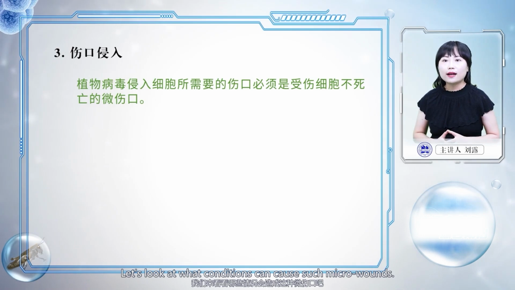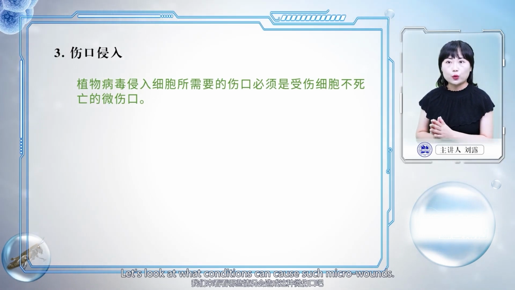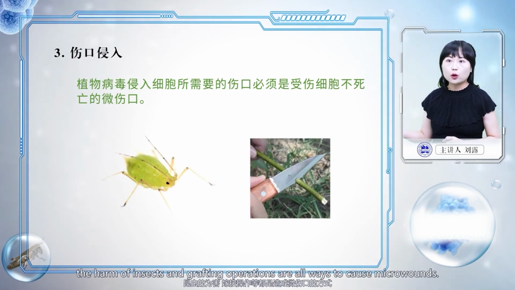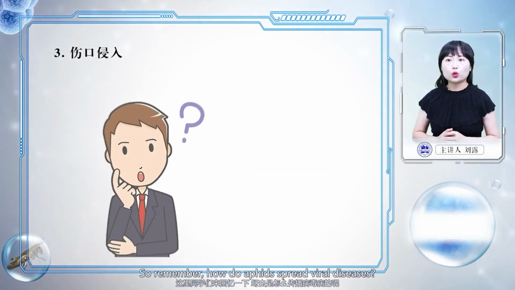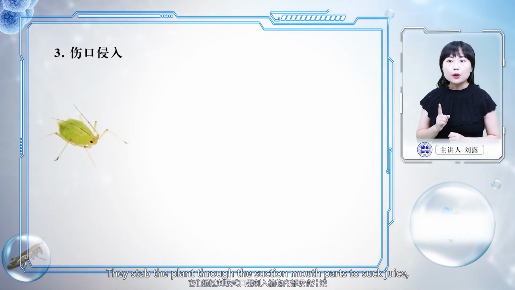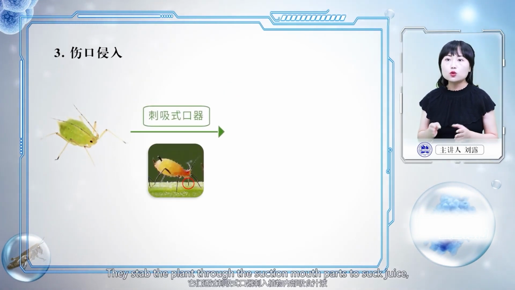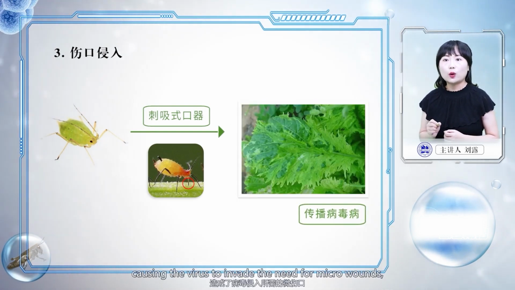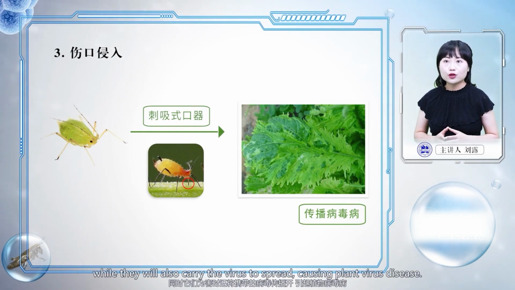Let's look at what conditions can cause such micro-wounds. For example, the harm of insects and grafting operations are all ways to cause micro-wounds. So remember, how do aphids spread viral diseases? They stab the plant through the suction mouth parts to suck juice, causing the micro-wounds the virus needs to invade, while they also carry the virus to spread, causing plant virus disease.